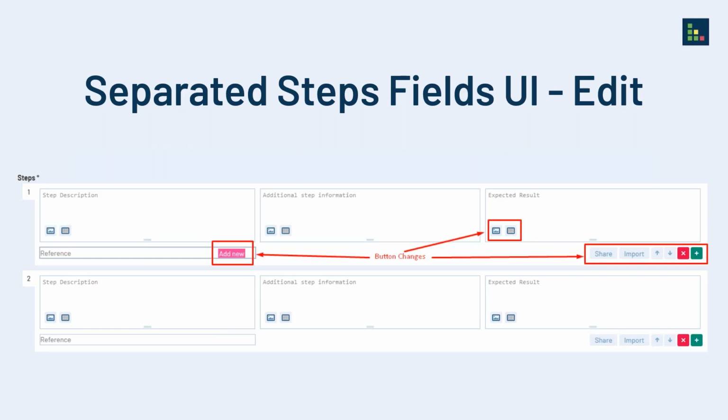We've also moved the image and table icons for Markdown inside of each field to make them easier to identify which button would add your images or tables where. We've also redesigned the reorganization buttons, add and delete steps. You can also see the share and import buttons here as well. The share import buttons will be for the shared test steps.